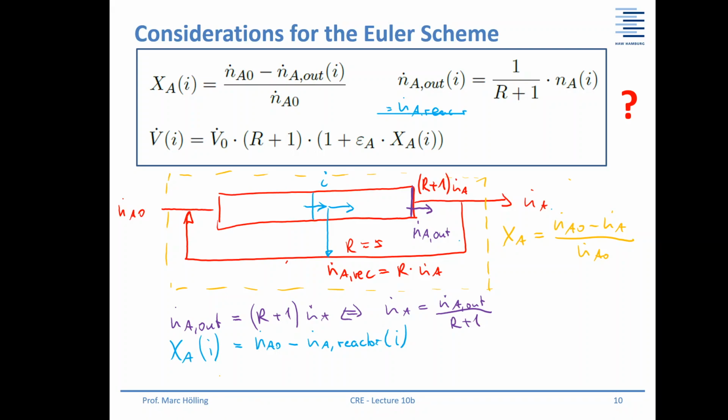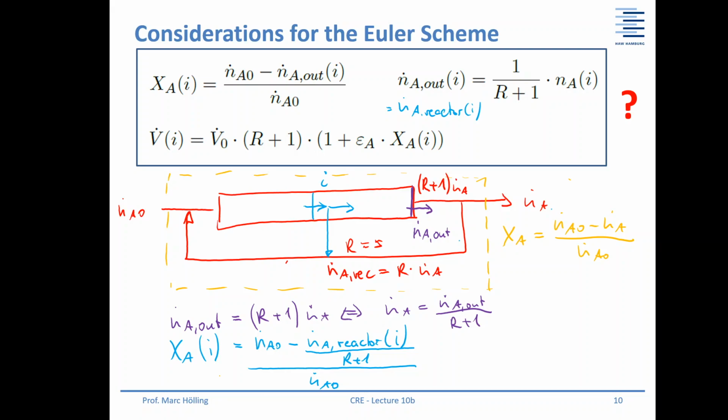Oh, my life. So, and this you have to correct by R plus 1, and then you can divide it by n dot A0. So with this, you make sure that you compare the same amount to each other.